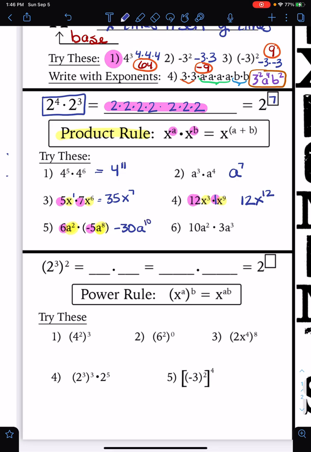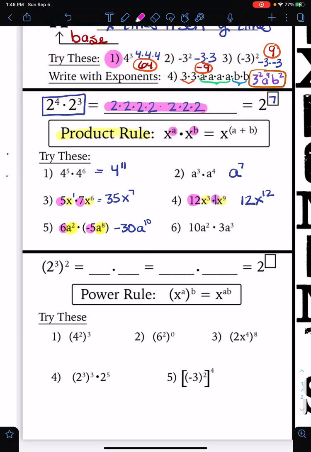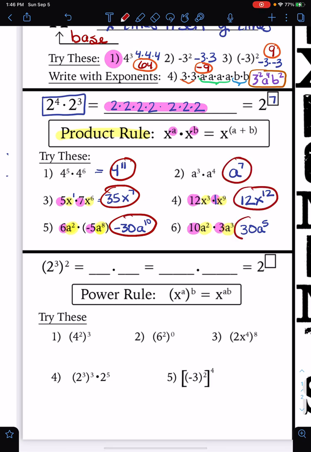And the last example, I know I really like to change colors a lot, but we're going to do the coefficients. 10 times 3 is 30, and then we're going to do the variables, a squared times a cubed. We keep the variable the same, and we add the exponents. So that's how you use the product rule to simplify with exponents. I'm going to go back through and circle because, you know, I love to circle my answers. If I'm a student, I'm doing that so my teacher can find my answers quickly.